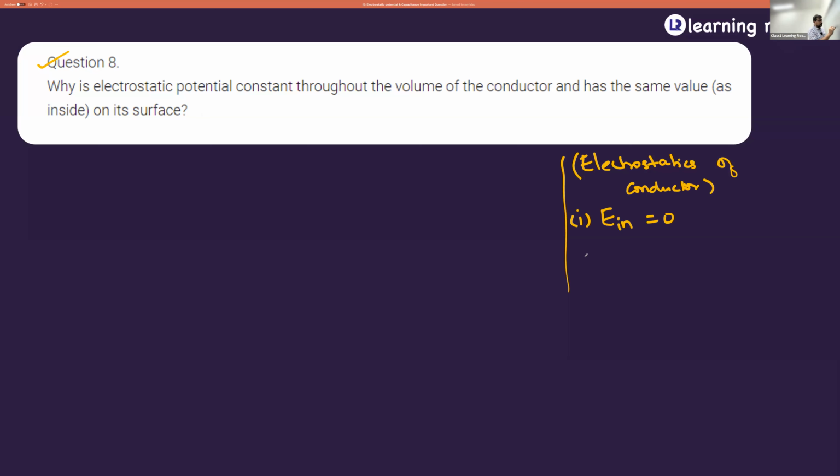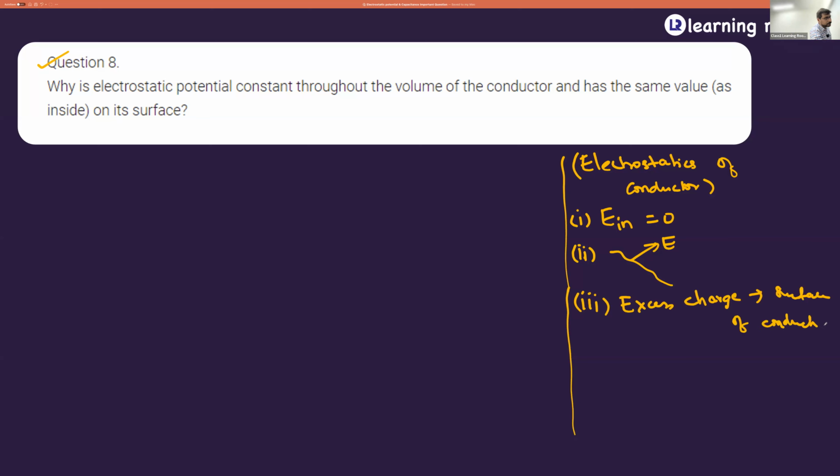What is the second point? Electric field on the surface of the conductor is always perpendicular to it. So if you take the surface of a conductor, electric field at every point is going to be perpendicular to it. What is the third point? Excess charge that is given to the conductor will always go and sit on the surface, means the interior will not hold the charge at all. So excess charge will sit on the surface of conductor. Am I right? And what is the fourth point?